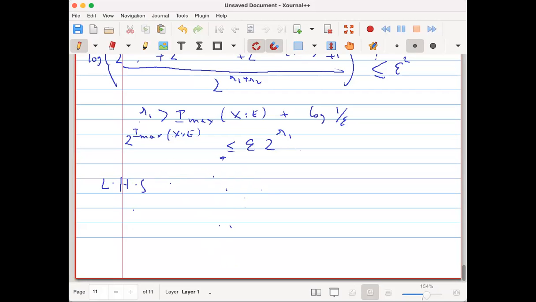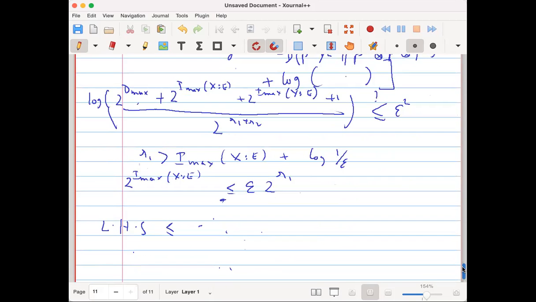Yeah. So left hand side. So now I can say that it's less than, so what did I have? I had 2 to the, scroll up a little bit. Yeah. So 2 to the D max. So by the same argument, this is less than 2 to the R1 plus R2 times epsilon. This is, okay, less than 2 to the R1 epsilon, 2 to the R2 epsilon plus 1.